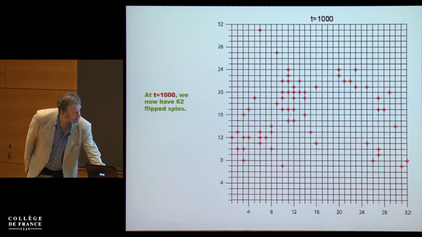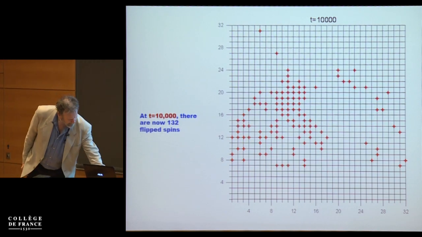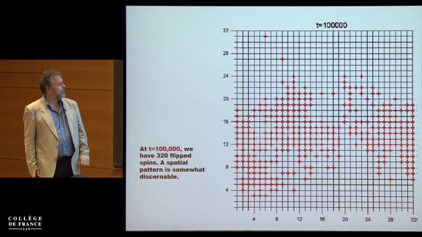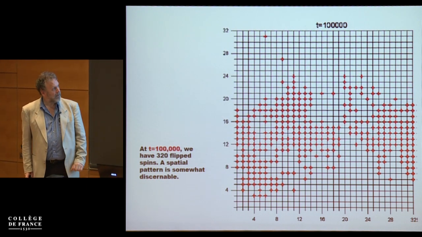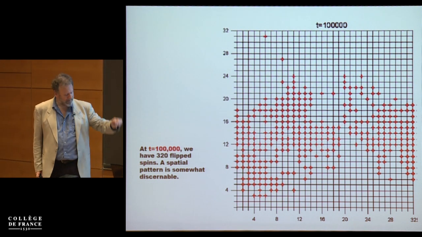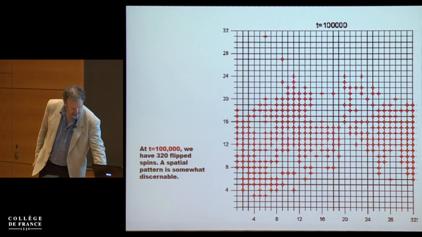But that's not the only interesting thing about this. So this is after 10,000, and this is after 100,000. And so you might ask, well, how do things go in the end? Notice that there is some sort of spatial pattern developing here, and there's certainly a pattern developing in energy space, which I'm going to show you later in experiments.